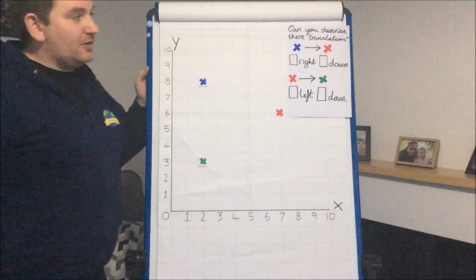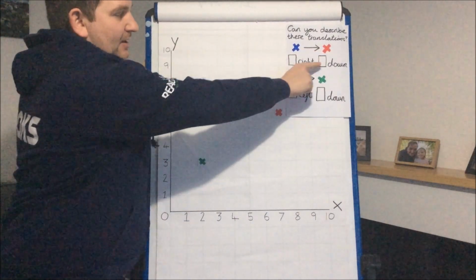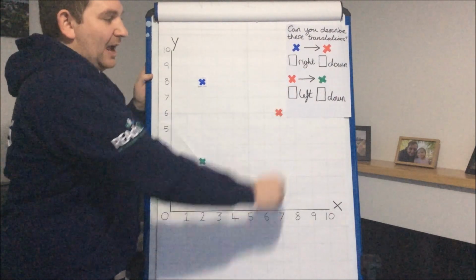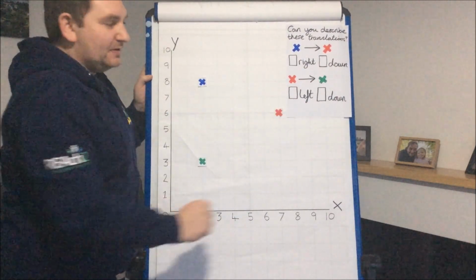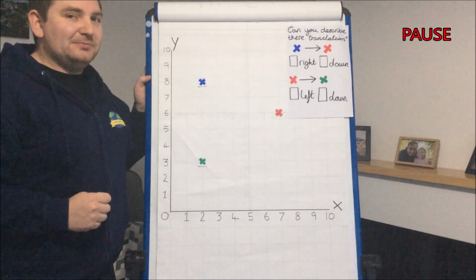So, can you describe the translations? Blue to red, how many spaces right has it gone and how many spaces down has it gone? And then red to green, how many spaces left has it moved and how many spaces down has it moved? Pause the video and have a go now.